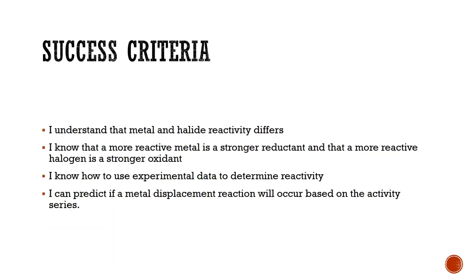So hopefully at the end of this, you understand that reactivity differs, that you will now be able to refer to metals in terms of being the stronger reductant and halogens in terms of being the stronger oxidant will be the more reactive species. Using experimental data to determine reactivity, so make sure you go through your textbook and do the questions on practicing those, and we'll do some practice on predicting those, and then predicting if a metal displacement reaction will occur based on the activity series. Remembering, of course, that you have an activity series provided in your data booklet.